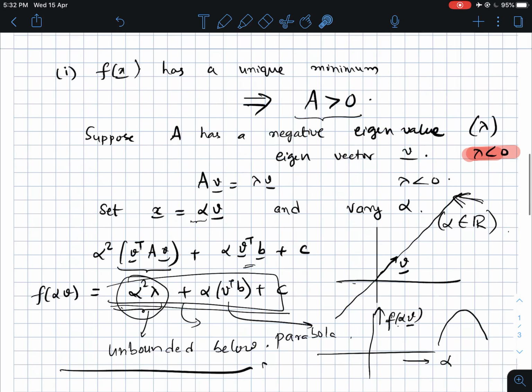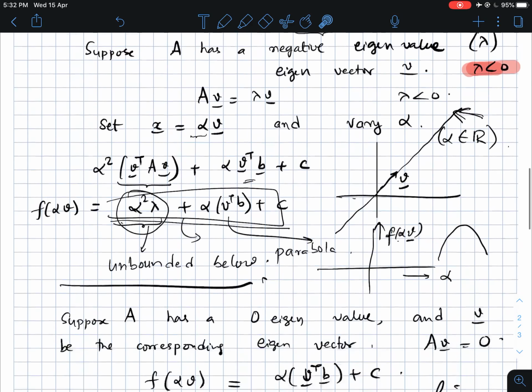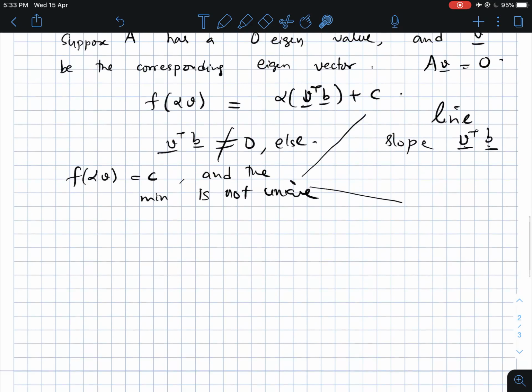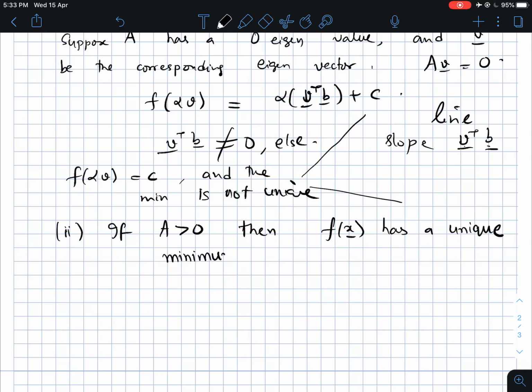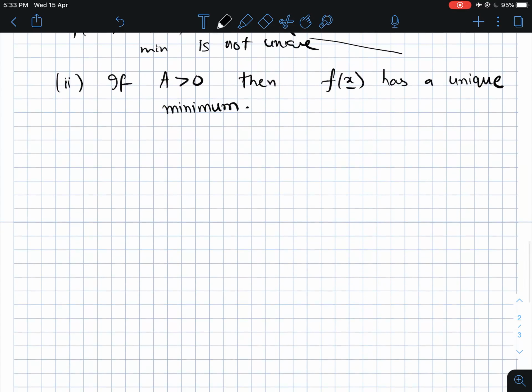Okay, fantastic. So now let us look at the reverse or the converse direction. The converse direction is: if A is positive definite, then f of x has a unique minimum. So how do we go about doing this? The proof I'm going to give is constructive, in the sense that I'm actually going to give you the minimum value and the corresponding x that minimizes.